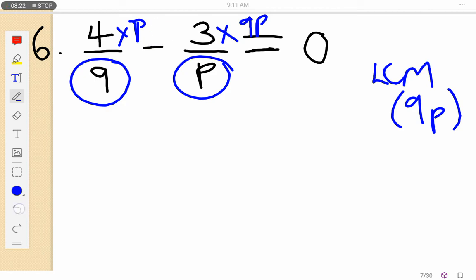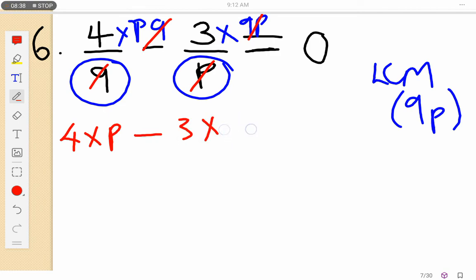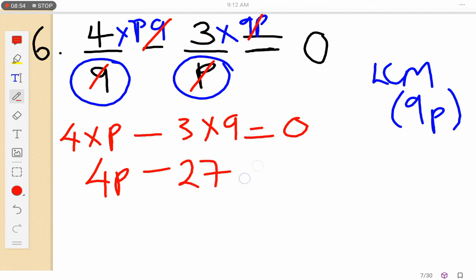Oh, I'm writing it wrong. This is p and 9. Okay, like that. So I can now divide 9 by 9. So we remain with 4 times p, minus p by p, I will remain with 3 times p is equal to 0. Okay, 4 times p, we get 4p minus, oh, this is a 9 here. This is a 9. 9 times 3, we get 27 is equal to 0.